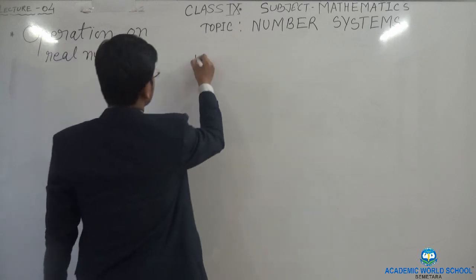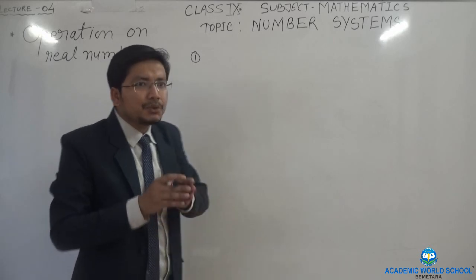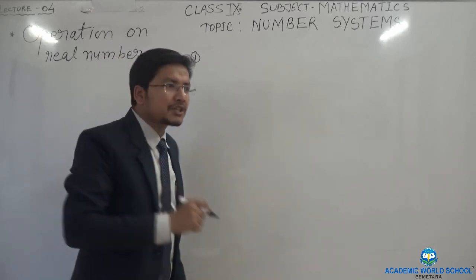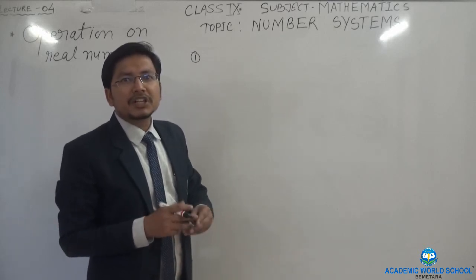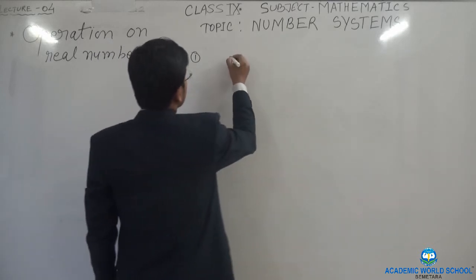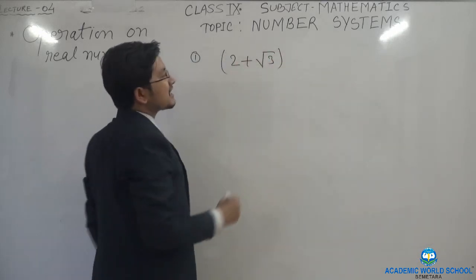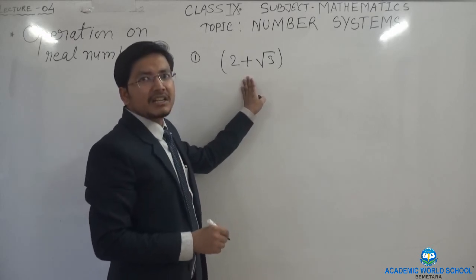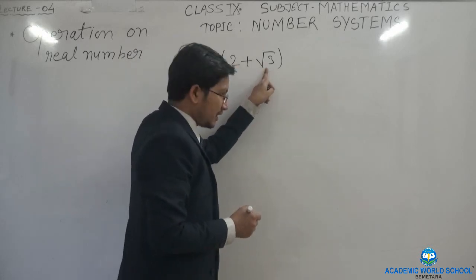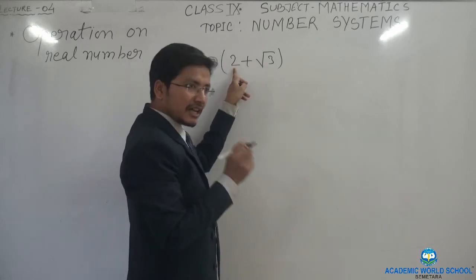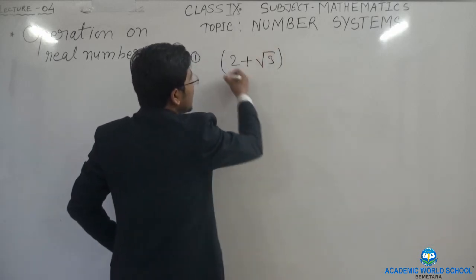So first is properties of irrational numbers. If we have two irrational numbers and we add them, it is not necessary that the outcome will be irrational. Like say 2 plus root 3, what type of number is this? Rational or irrational? This is an irrational number, because 2 is a rational number, and if we add root 3 to this, it will become an irrational number.